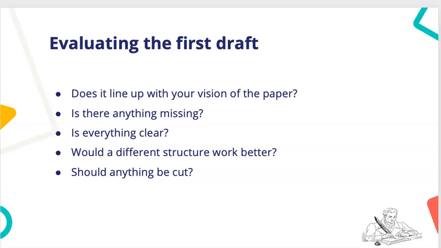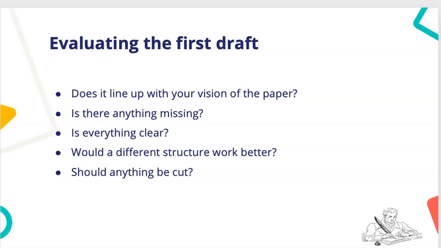Evaluating the first draft is very important. Does it line up with your thesis or research statement? If it is not fitting in, then you can leave it out. If there is something missing, then you have to research and find out what is missing and add it to the research paper. Is it clear? If it is not clear, then rewrite the paragraph and expand the idea so that the reader can understand it properly. Would a different structure work better? If you have written in a bullet manner, will it be more logical to present it in a graphical manner? Should anything be cut or added?